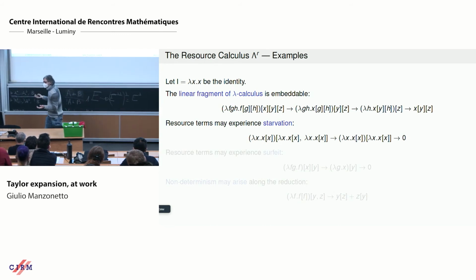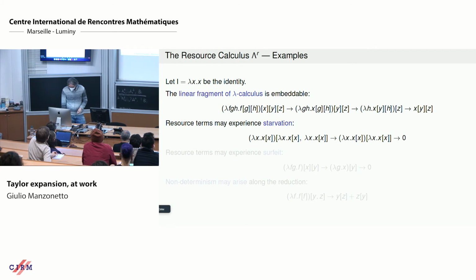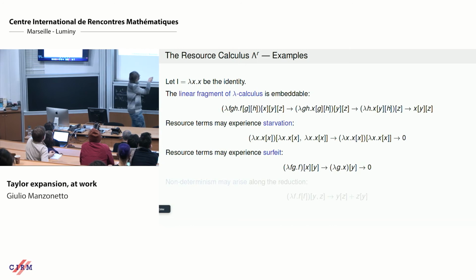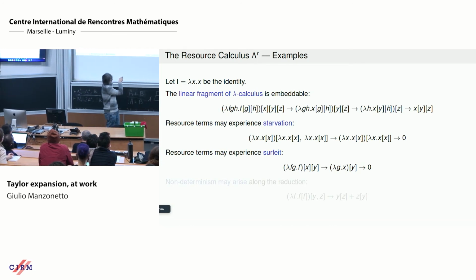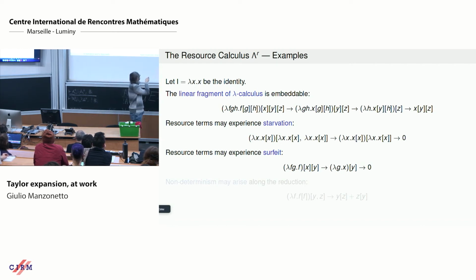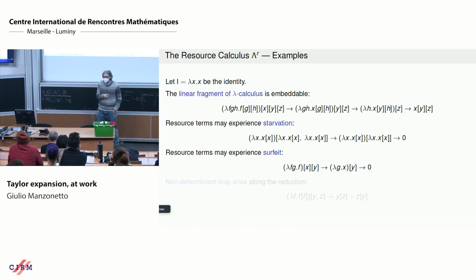So we say that it experienced starvation, death of starvation. But it can also experience surfeit. So in this case, we are expecting one occurrence of f and 0 occurrences of g. So here f gets x, and this is fine. But here we should substitute y for one occurrence of g, which is not there. So it becomes 0.